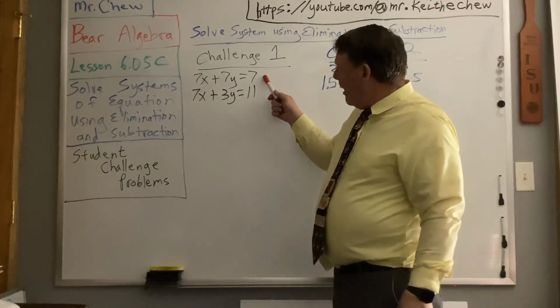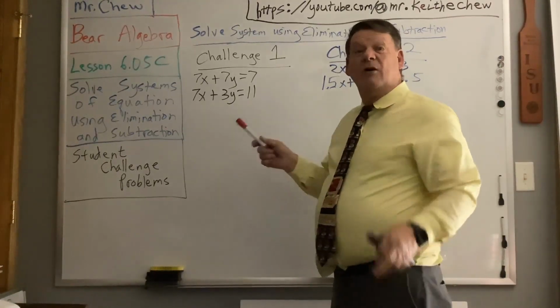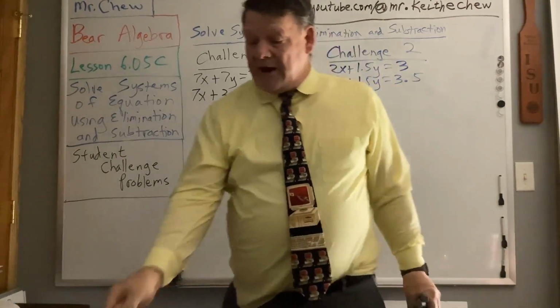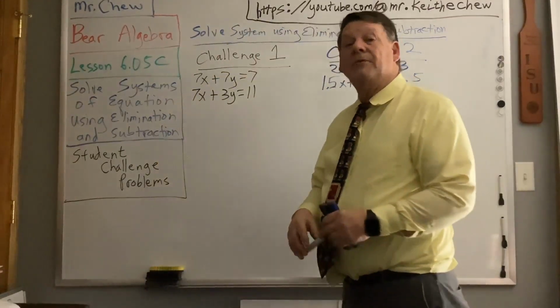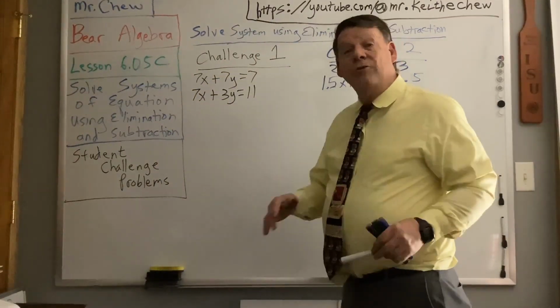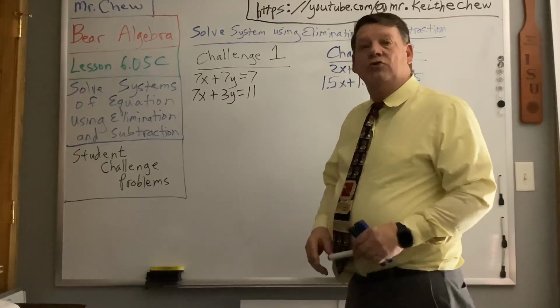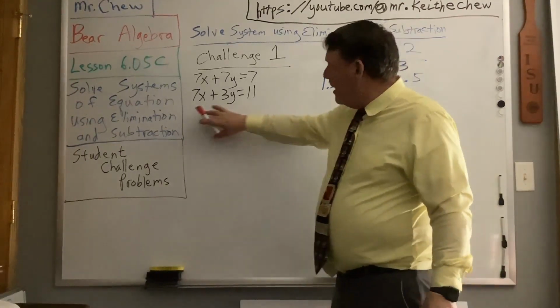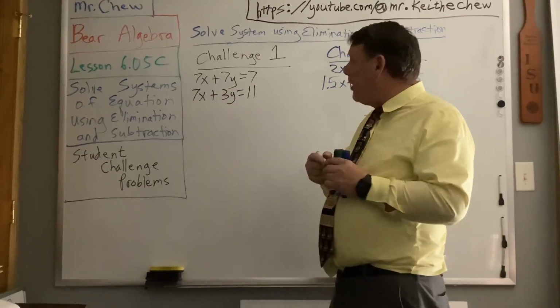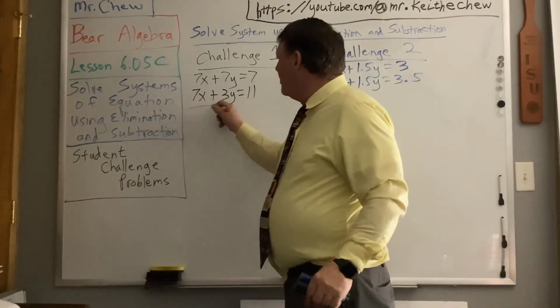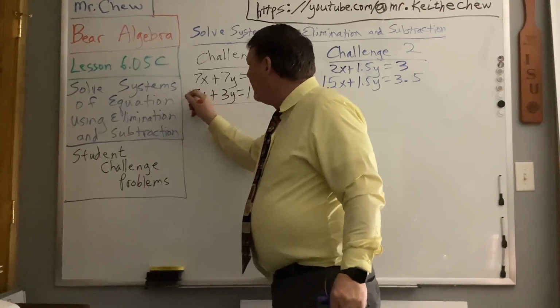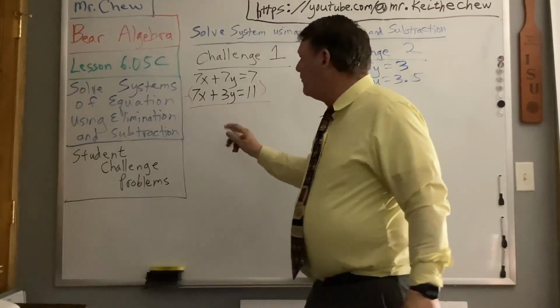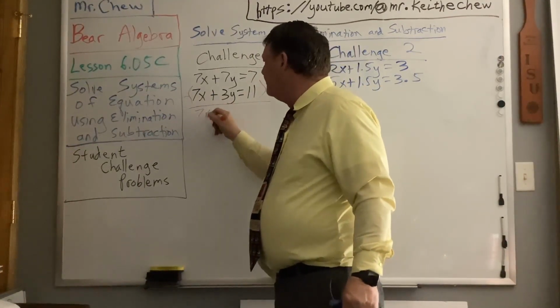So I could graph this equation and graph this equation on the same coordinate grid, and then if I did that, I would be able to see that they intersect in a point if they have a solution. So if I add down, nothing eliminates. But if I subtract, something is going to eliminate. So if I subtract the second one from the first one, I'm just going to rewrite them.